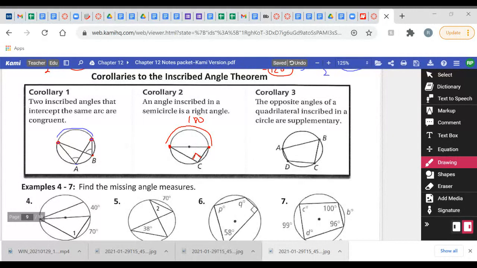On corollary 3, it says the opposite angles of a quadrilateral inscribed in a circle are supplementary. So what that means is that the opposite angles, so angles across from each other that are inscribed in a circle, must be supplementary. So angle A and angle C are supplementary, which means they add up to 180.